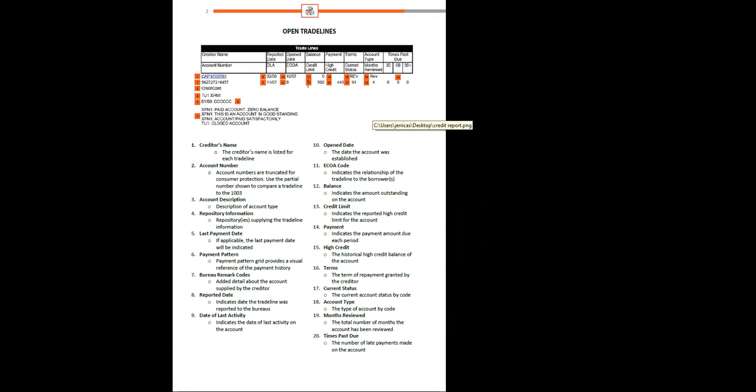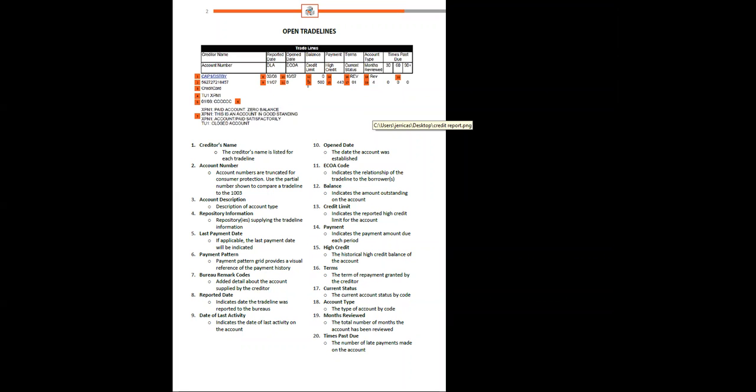And then 19 talks about the months reviewed, the total number of months the account has been reviewed. On here it's 4 months. And times past due is the number of late payments made on this account, and as you can see, there was zero. There was 0 30 days, 0 60 days, and 0 90 days.